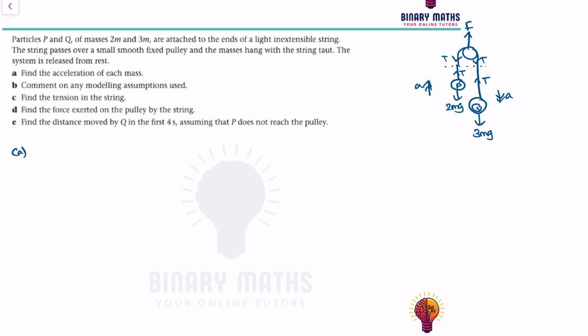A, find the acceleration of each mass. If we apply Newton's second law, because there are too many unknowns, we've got m, which is an unknown, and a, which is an unknown, we'll have to set up simultaneous equations. So Newton's second law applied vertically for P. Because it's moving up, it'll be T minus 2mg. T is the force acting up, take away the force acting down, and this must be equal to mass, which is 2m, times acceleration.